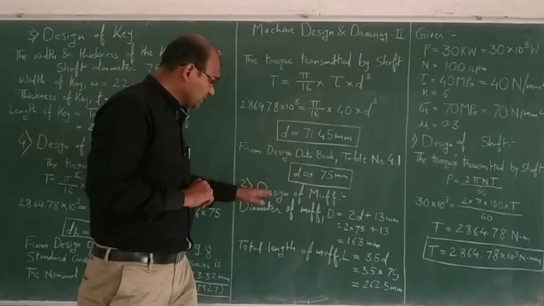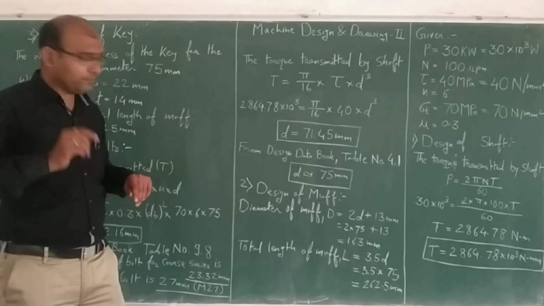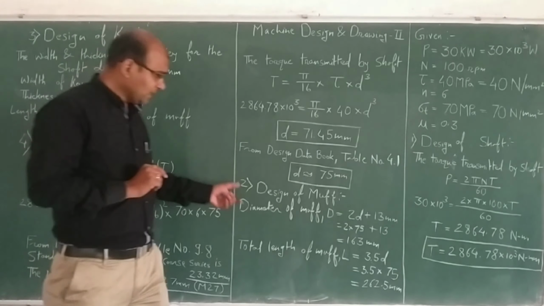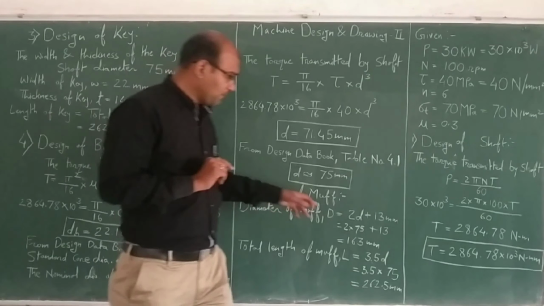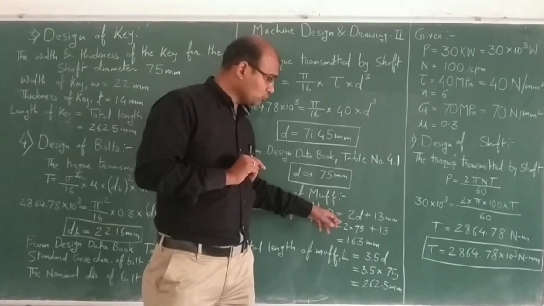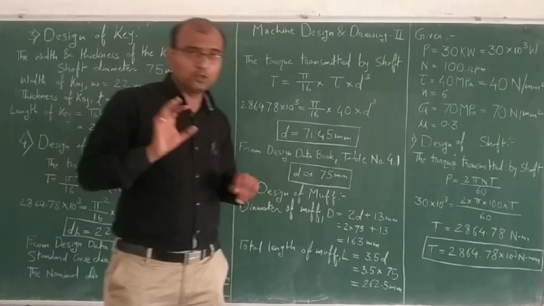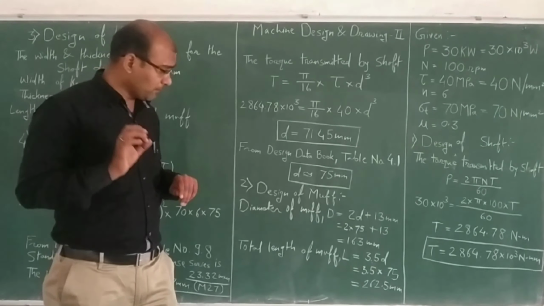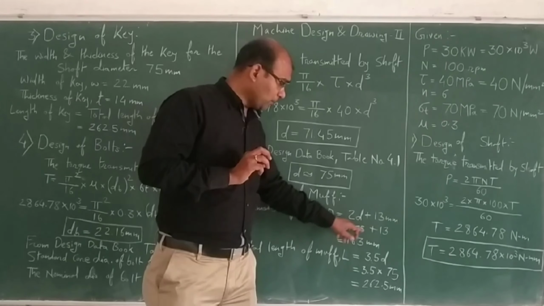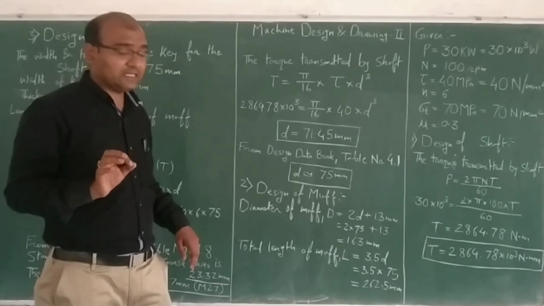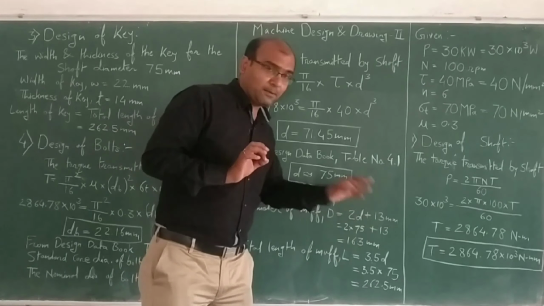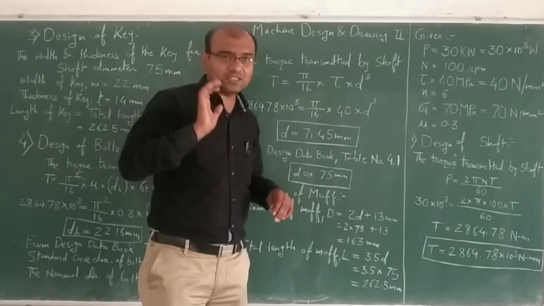The second one is the design of muff. At the time of design of muff, you check the diameter of muff, capital D, and capital D is twice d plus 13 mm. So 2 into 75 plus 13. That's why the diameter of muff, capital D, is 163 mm.